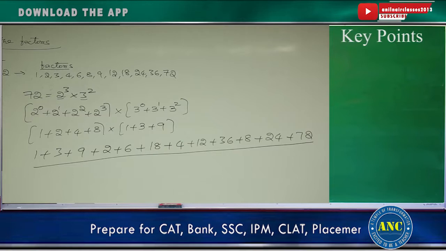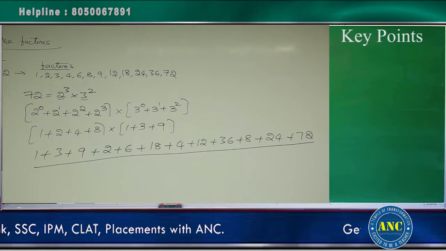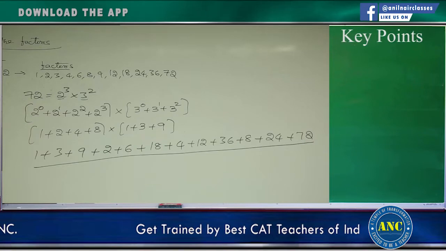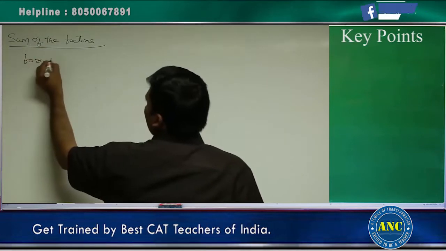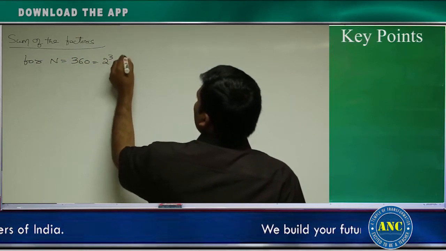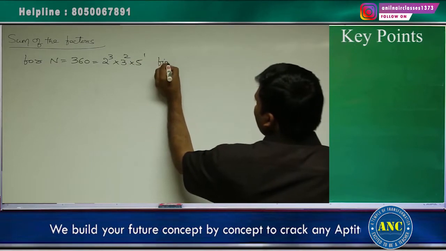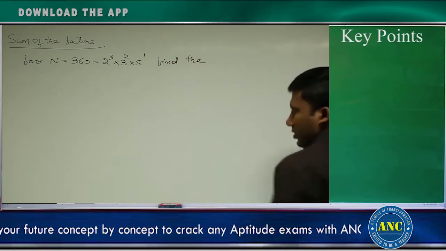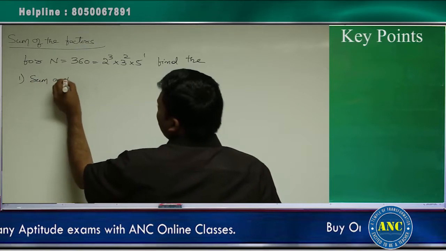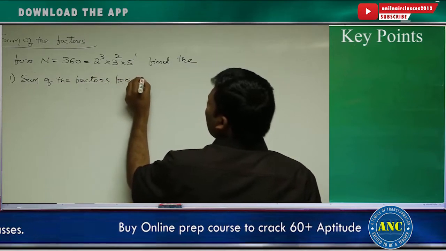Next one. For n equivalent to 360, which is nothing but 2 cube into 3 square into 5 power 1, find the sum of the factors for n.